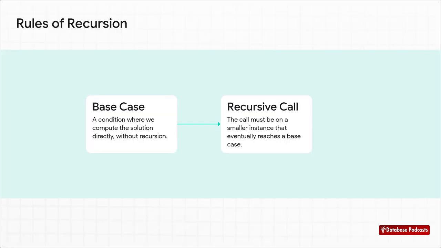Now, for recursion to actually work and not just go on forever, it needs two absolute must-have rules. First, it needs a base case. That's the condition that tells it when to stop. It's the tiniest doll, the one that doesn't open. Second, each time it calls itself, the recursive call, it has to be on a slightly smaller version of the problem, so you know you're always getting closer to that base case.